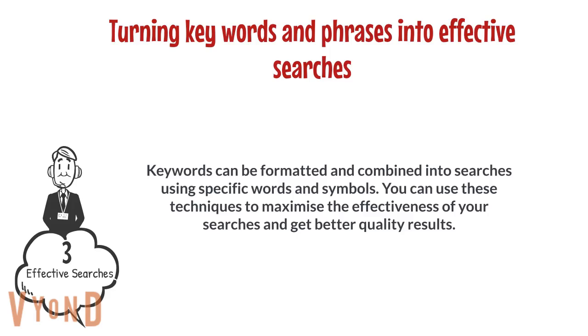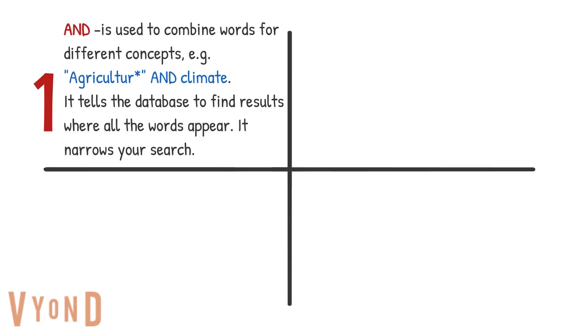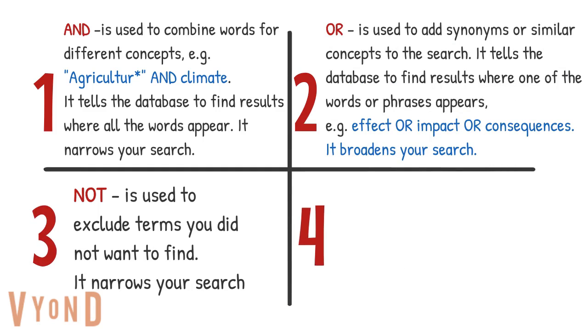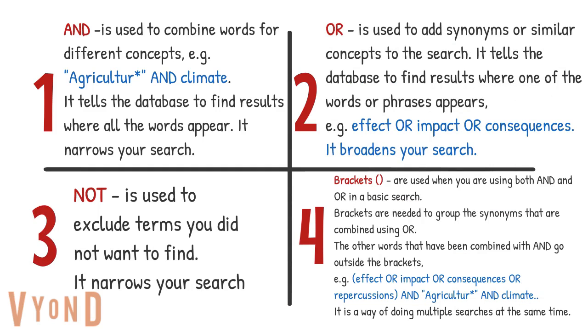The third step is turning these keywords and phrases into effective searches. Using these techniques will make it easier for keywords to be formatted and combined into searches using specific words and symbols. You can use these techniques to maximize the effectiveness of your searches and get better quality results. "And" is used to combine words for different concepts. For example, agriculture and climate. It tells the database to find results where all the words appear, so it narrows your search.